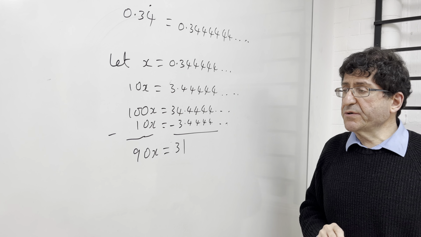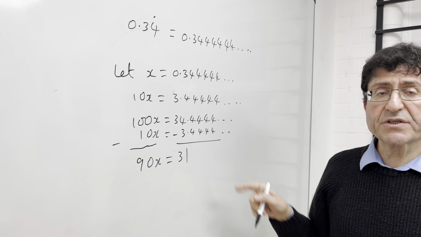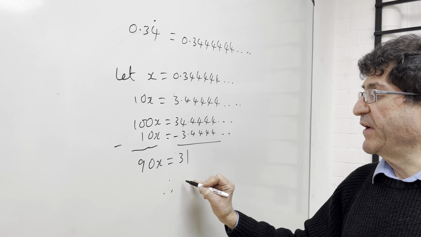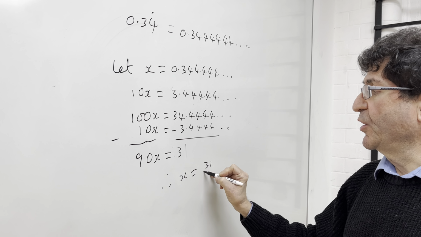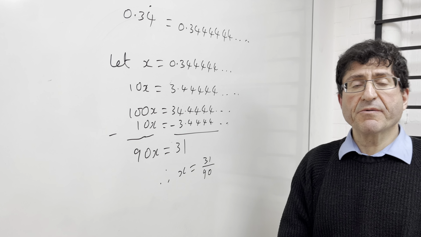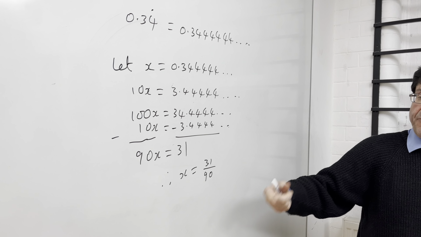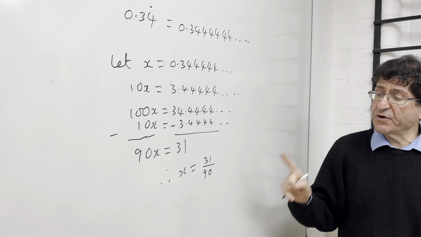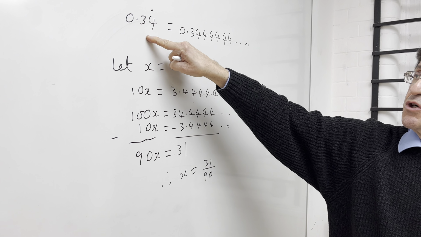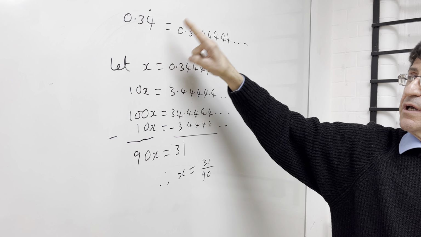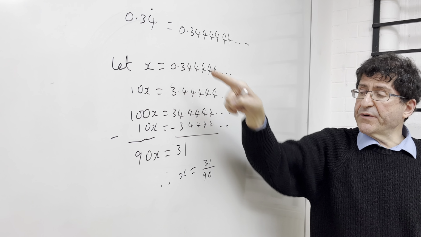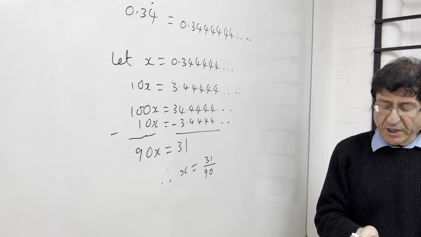If we take away the recurring parts, we get 90x equals 31, from which we find x to be 31 over 90, and there are no common factors. So as a normal fraction, x is 31 over 90, but also x is 0.34 recurring. So 0.34 recurring as a normal fraction is 31 over 90.